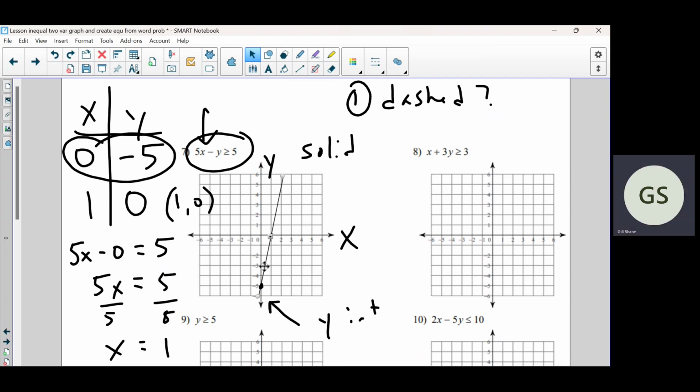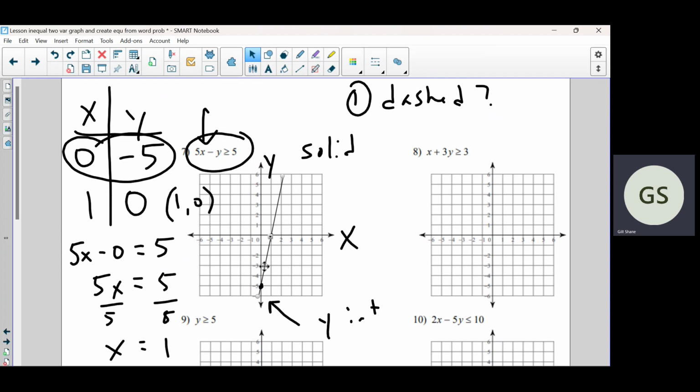You want to draw a line all the way across the graph whenever you do this. So that should, wait, that's not right. 1 comma 0 and 0. All right, yeah, that looks good.